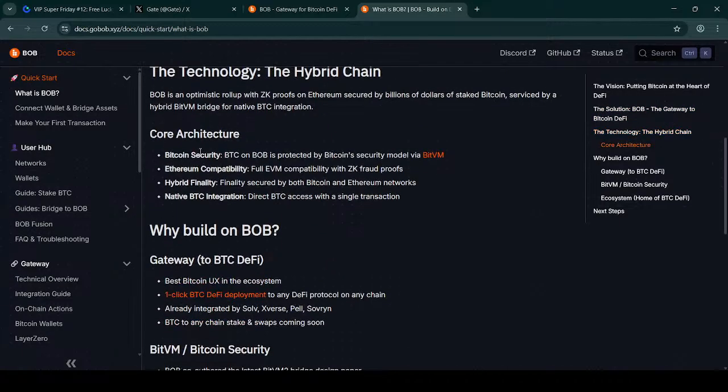The core of the architecture: Bitcoin security, where BTC on BOB is protected by the Bitcoin security model through BitVM. Ethereum compatibility, with full EVM compatibility and ZK fraud proofs. And hybrid finality, with security from both the Bitcoin and Ethereum networks.